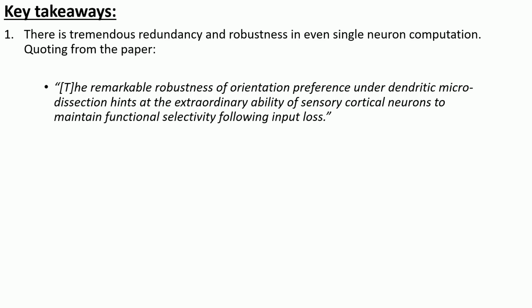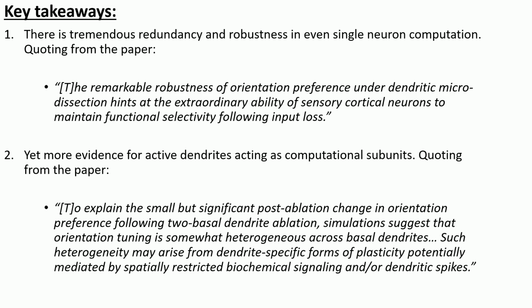To summarize, here are what I see as the key takeaways. There is tremendous redundancy and robustness in even single neuron computations. Quoting from the paper, the remarkable robustness of orientation preference under dendritic microdissection hints at the extraordinary ability of sensory cortical neurons to maintain functional selectivity following input loss. And this paper shows yet more evidence for active dendrites acting as computational subunits of neurons.